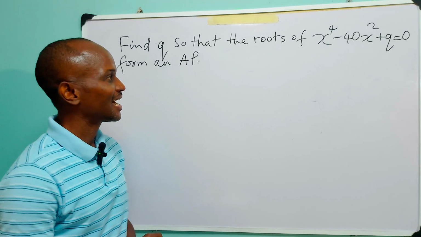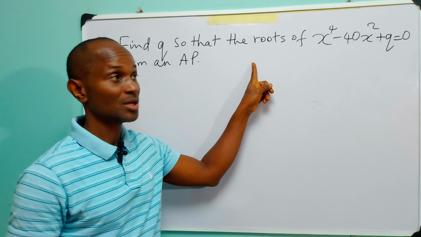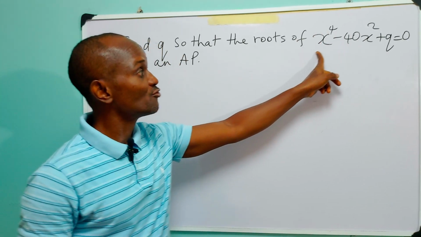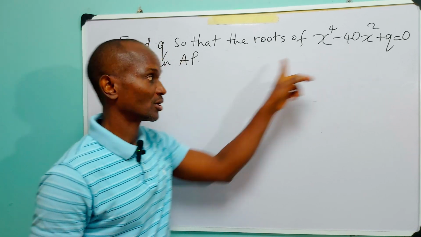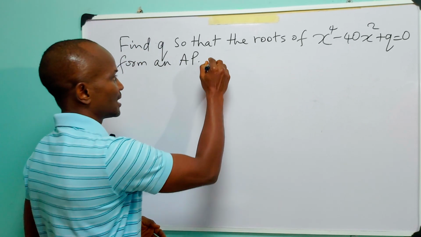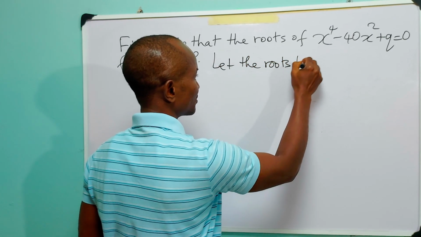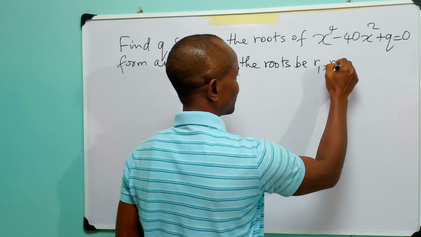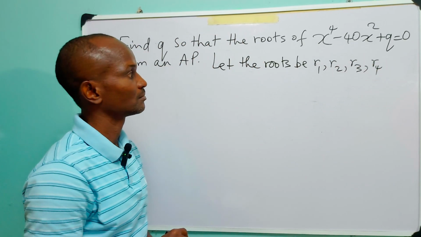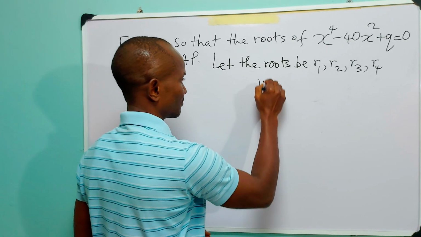Hello and welcome. Our task for today is to solve this 2001 German Math Olympiad problem, which says to find the value of Q if the roots of this quartic equation form an arithmetic progression. Now, let the roots be R1, R2, R3, and R4. At this point, we have to talk about Vieta's formulas.